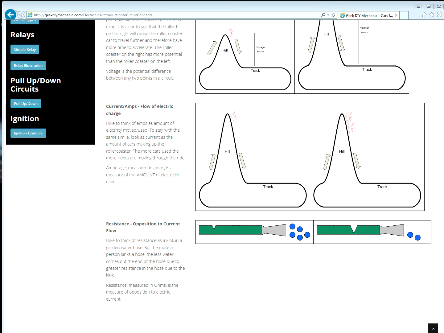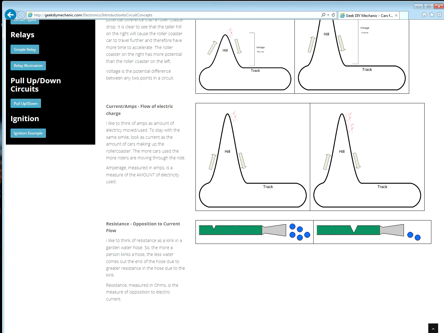The last electronic unit we will cover in this section is named resistance. Resistance is the opposition to electron flow. I liken it to a kink in a hose. The looser the kink, the less flow restriction is hindering water flow. The tighter the kink, like on the right here, the more restriction impeding water flow.